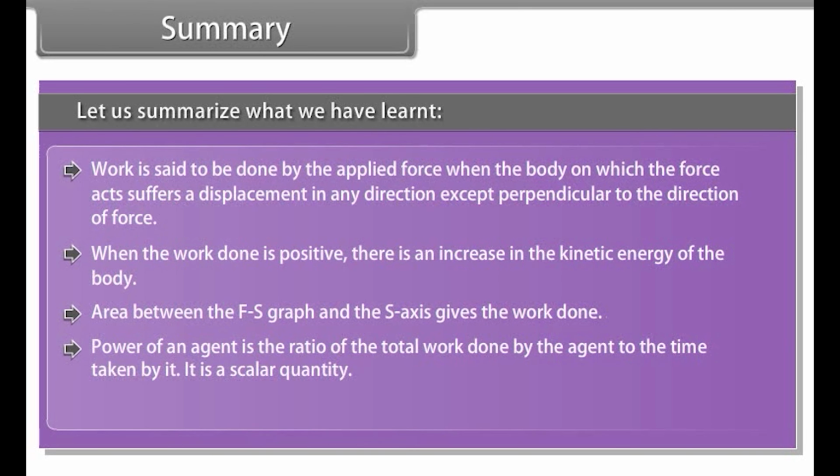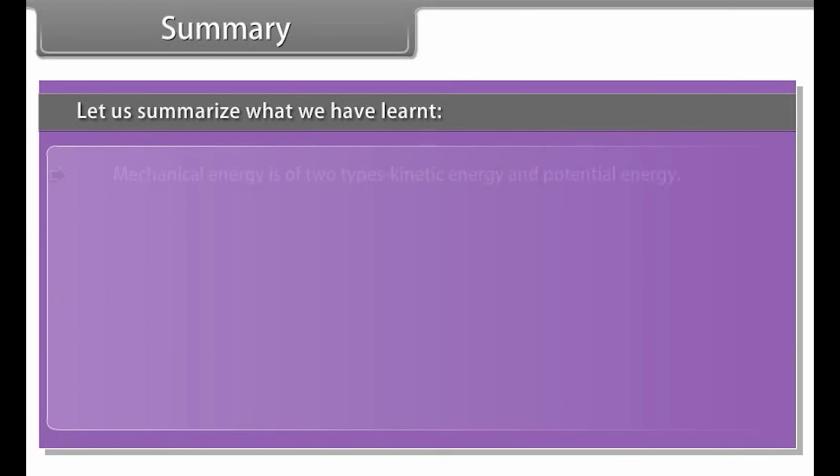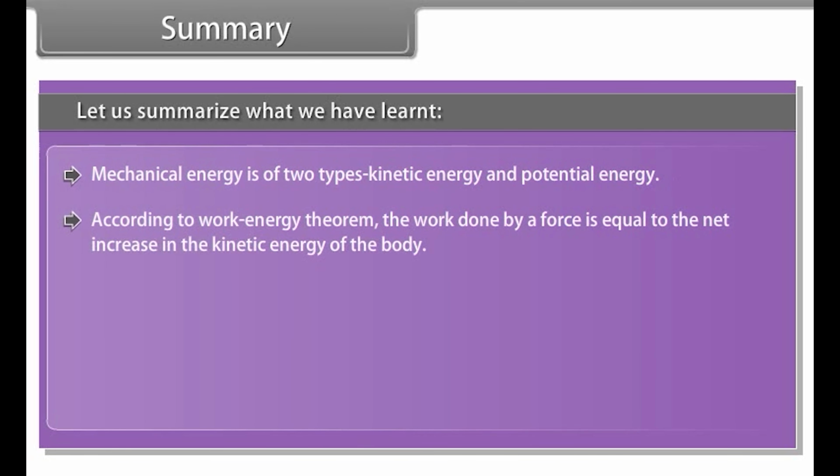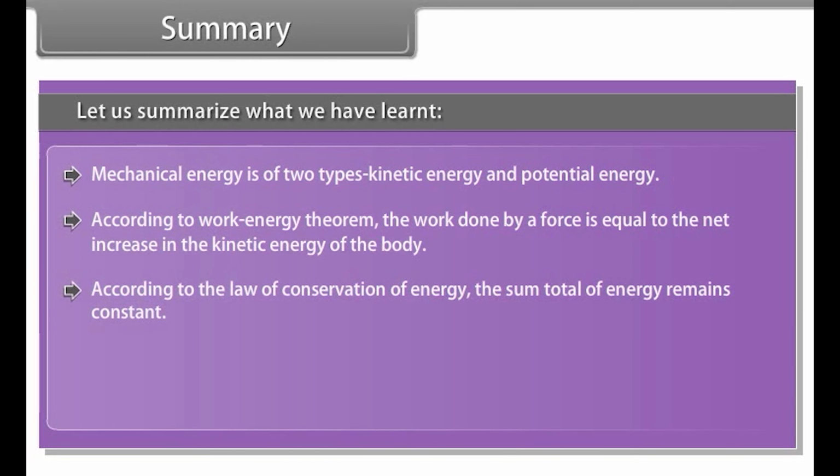Power of an agent is the ratio of the total work done by the agent to the time taken by it. It is a scalar quantity. Energy of a body is the capacity or ability of a body to do work. Mechanical energy is of two types, kinetic energy and potential energy. According to the work energy theorem, the work done by a force is equal to the net increase in the kinetic energy of the body. According to the law of conservation of energy, the sum total of energy remains constant.